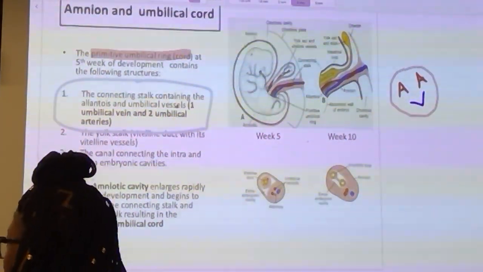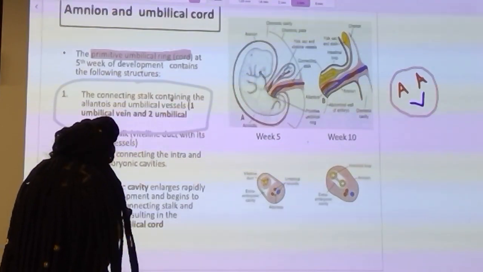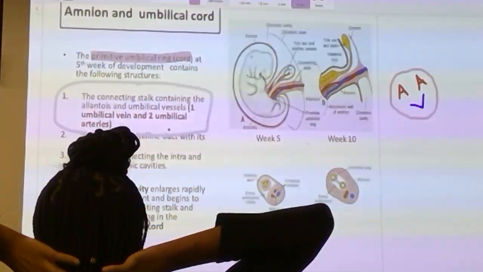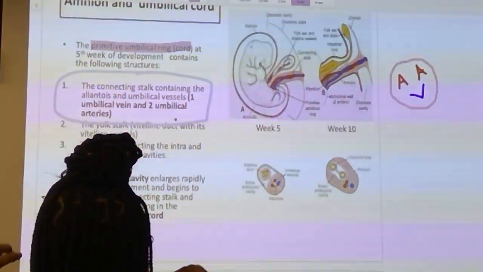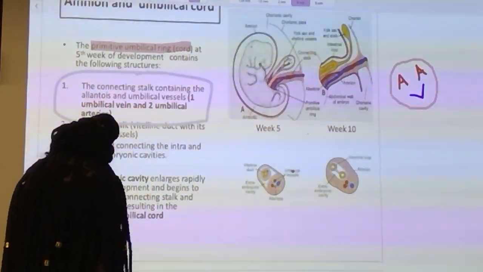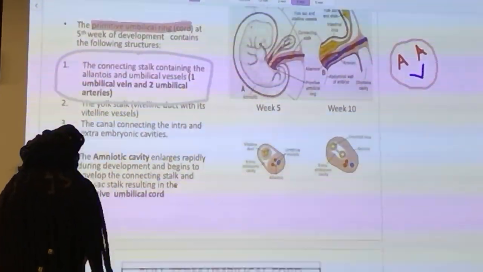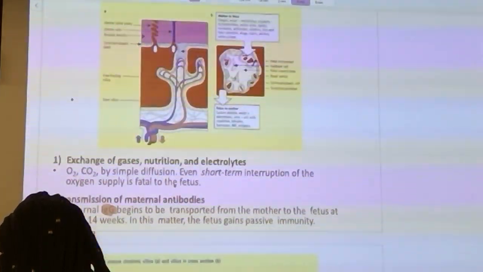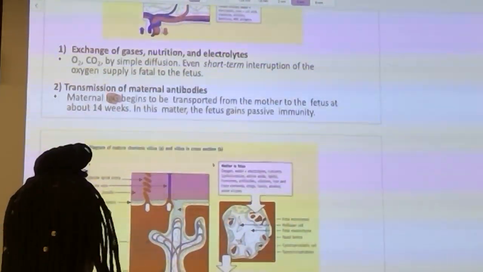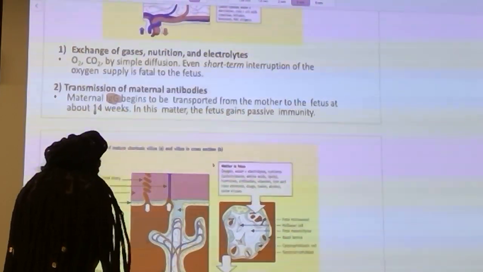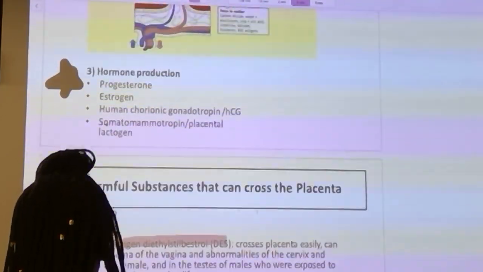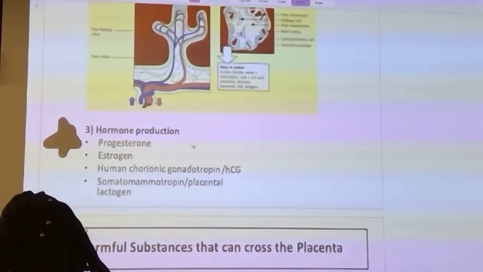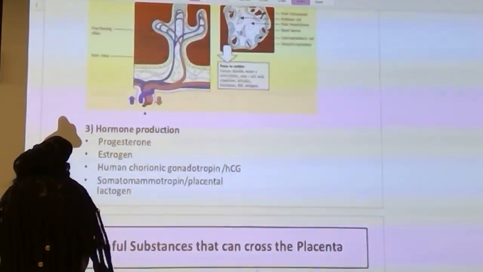Okay, and then just know that the connecting stalk is 2 arteries, 1 vein. And just know that IgG is able to cross the placenta. And lipid-soluble hormones.